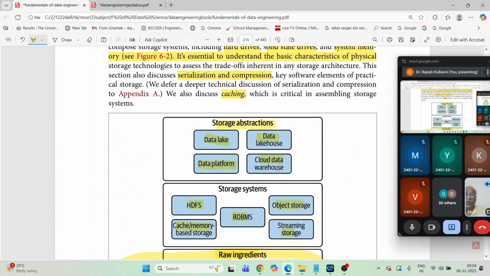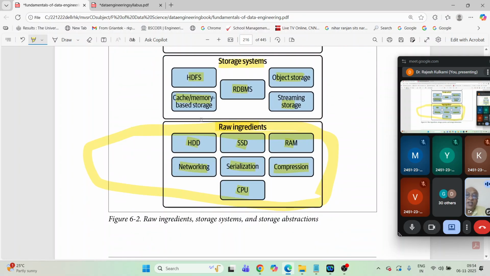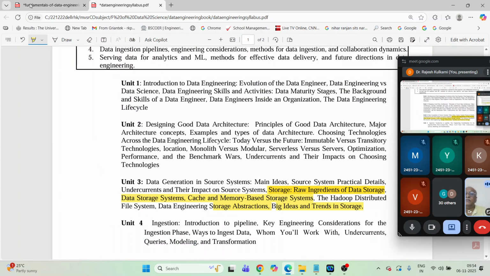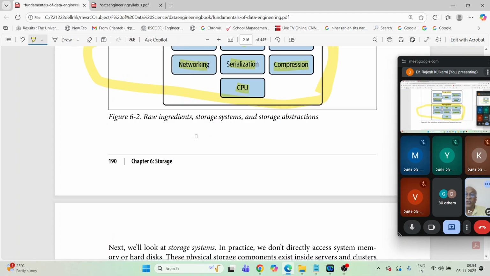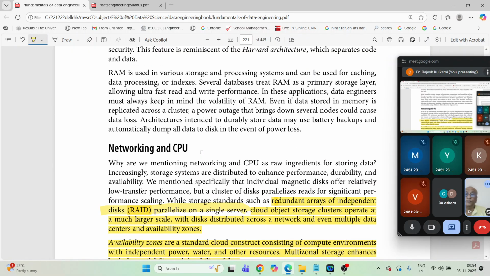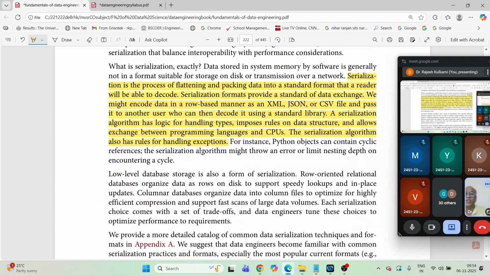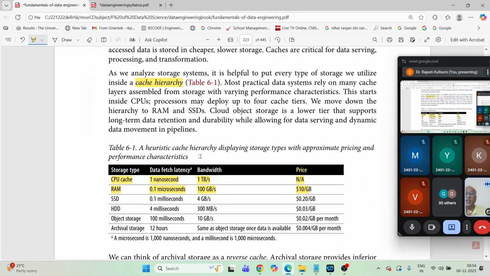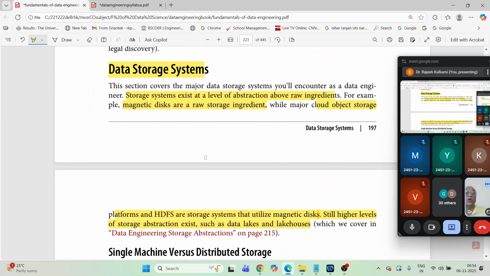Okay, so what are storage systems? They are at an abstraction one layer above the raw ingredients. What storage systems are being covered? HDFS is there, RDBMS is there, cache memory based storage is there, object storage is there, streaming storage is there, right? So let us move further. We covered serialization, compression, and caching.